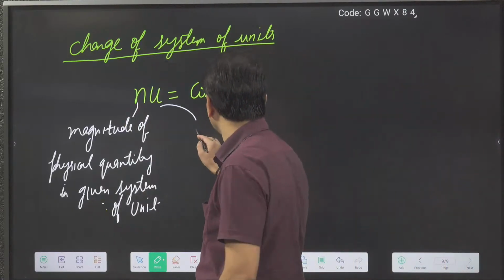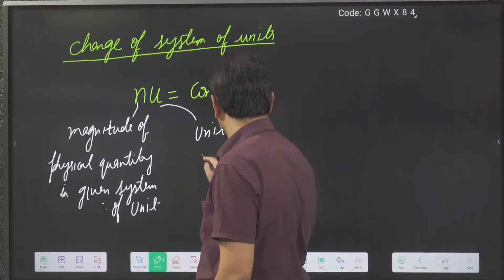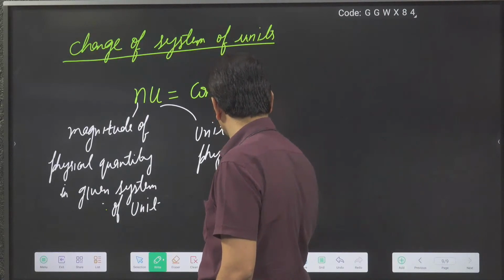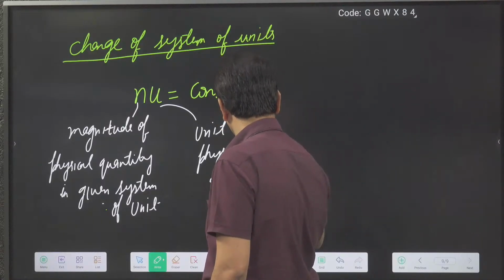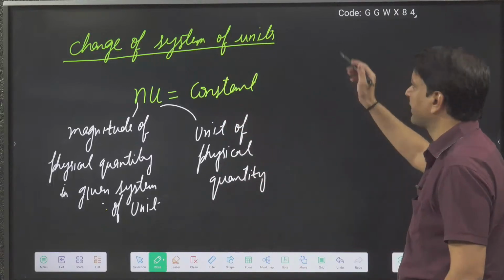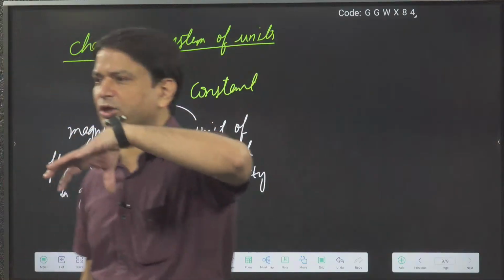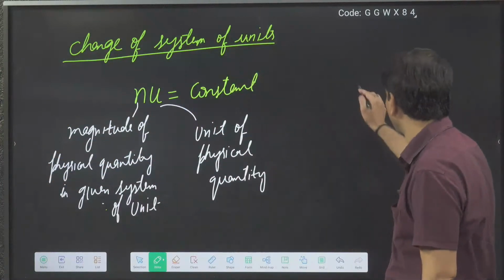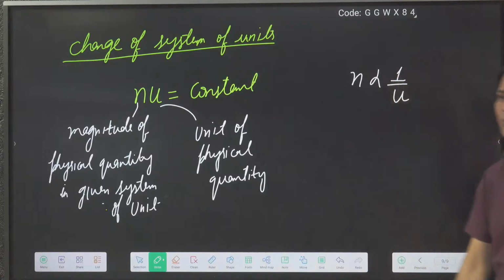And what is the u? u is the unit of the physical quantity. From this I can say nu constant means bigger unit, smaller magnitude; smaller unit, bigger magnitude. Then I can say n is inversely proportional to u.